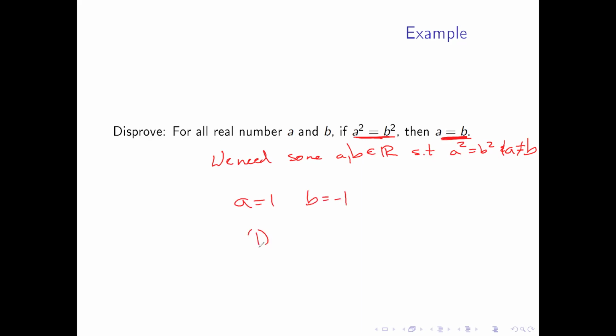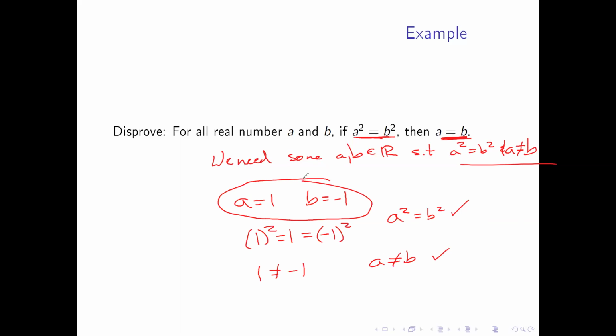Well, 1 squared obviously is 1, which is also equal to -1 squared. So our a squared equals b squared. Check. However, 1 does not equal -1. If you don't believe me, go back to algebra. So a does not equal b. Check. I've satisfied my two conditions. We can talk about the fact that they're both real numbers, so we're good. And we have a counterexample that breaks our situation.